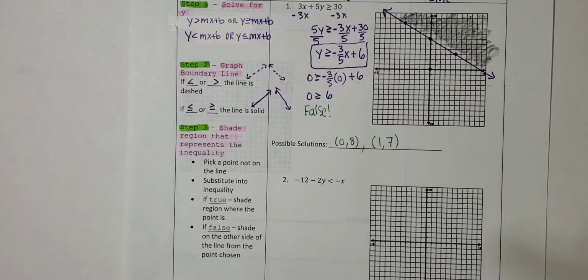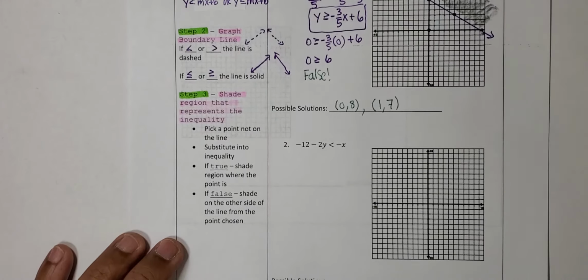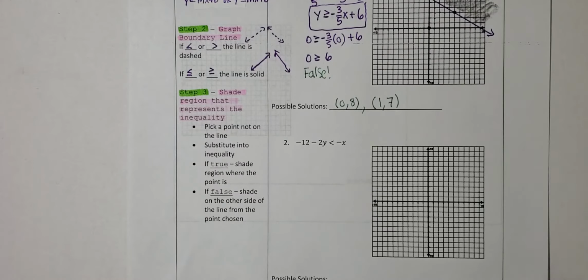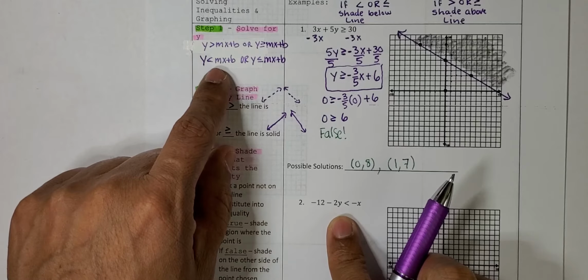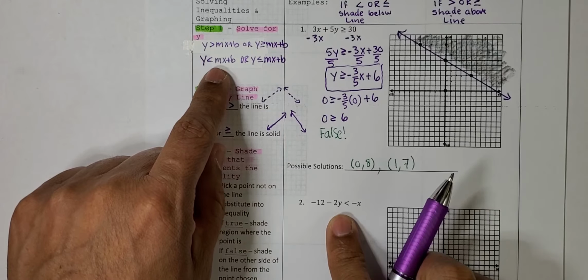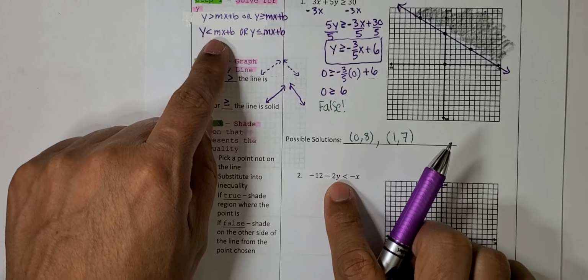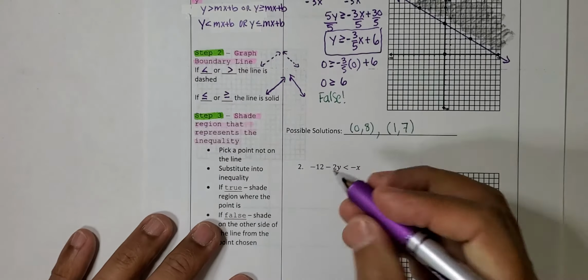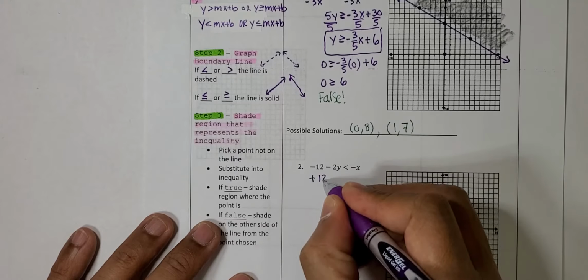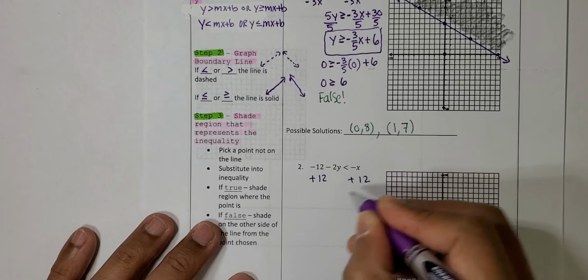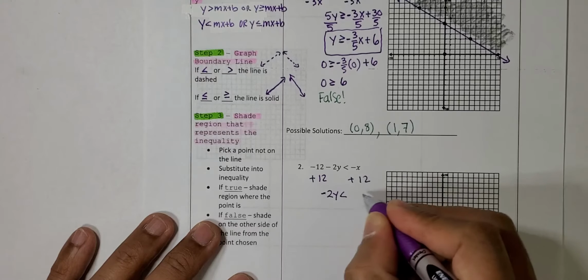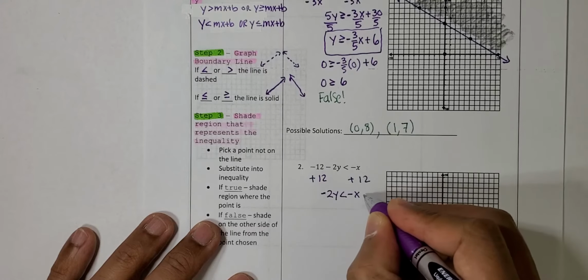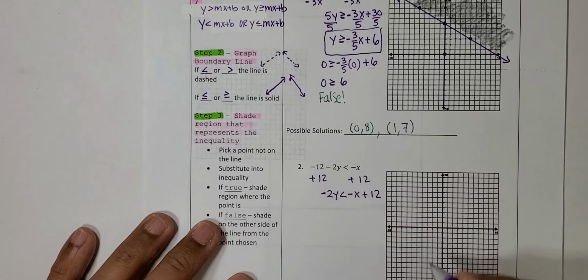So let's continue to one more example. I'm going to do one more example on this page. So notice again, I don't have the equation in either one of these forms. So what I'm going to do is isolate the negative 2y. I'm going to add 12 to both sides of the equation. Then I have negative 2y is less than negative x plus 12.